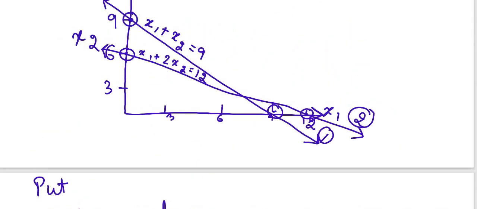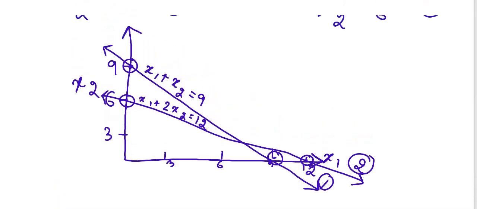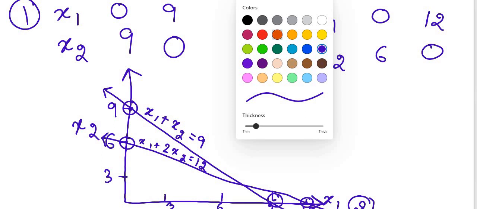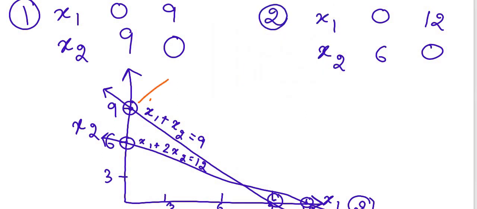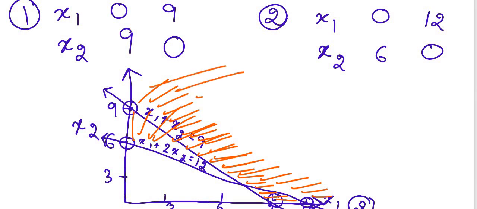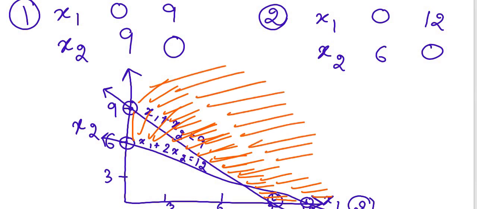For equation 1, our feasible region is not towards the origin but away from the origin. So we can shade it like this. This is our feasible region for equation 1. And for equation 2, in the same way we get the feasible region outward, like this. So the common region that we got is this whole outward region. Now let's see how to proceed further.